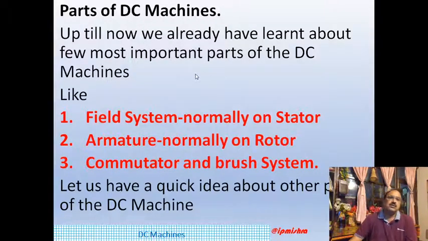Now we'll quickly go through parts of DC machine. Up till now, we have already learned about few most important parts of the DC machine. First is field system, which is normally on stator. Another is armature system, which is normally on rotor. Commutator and brush system is the third important part. In fact, this is the most important part which differs DC machine from other machines.